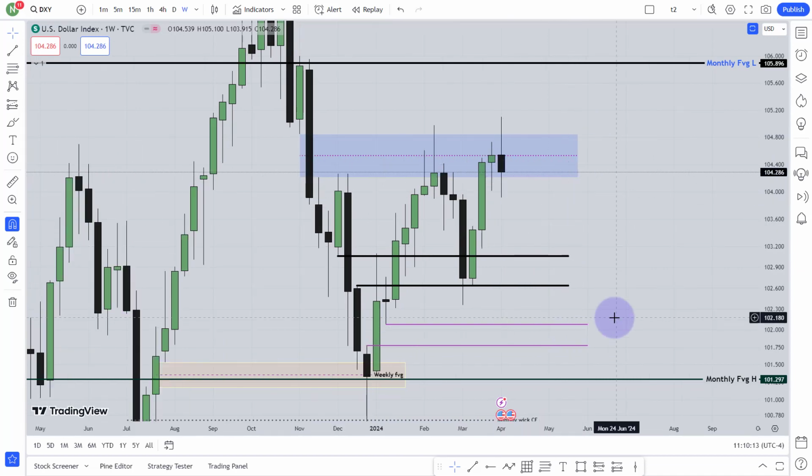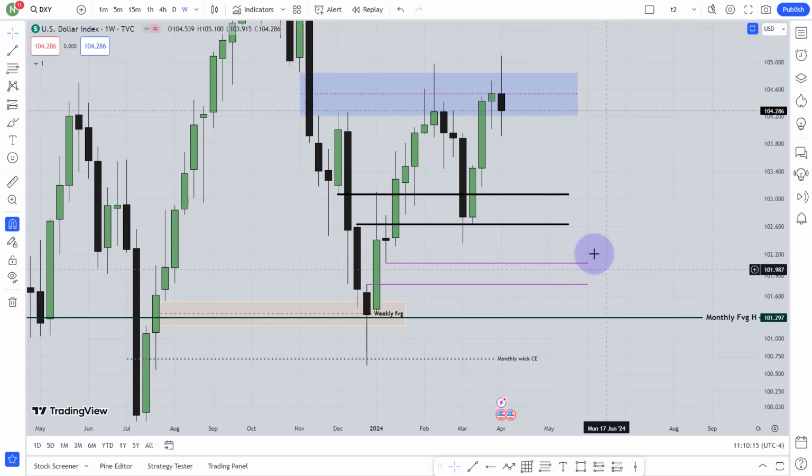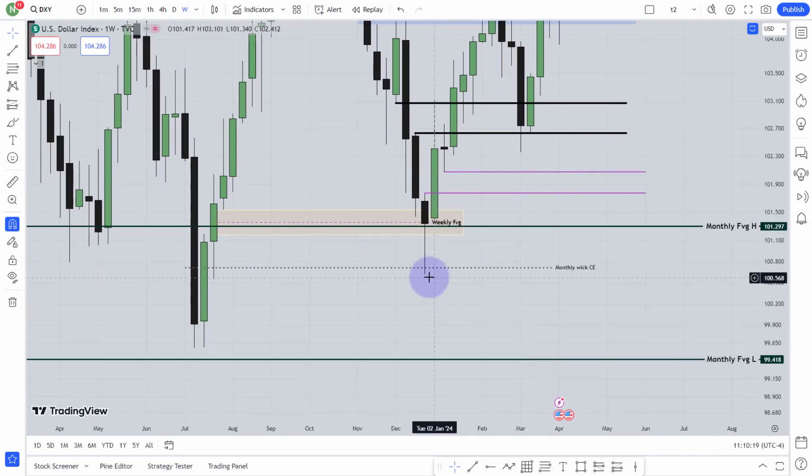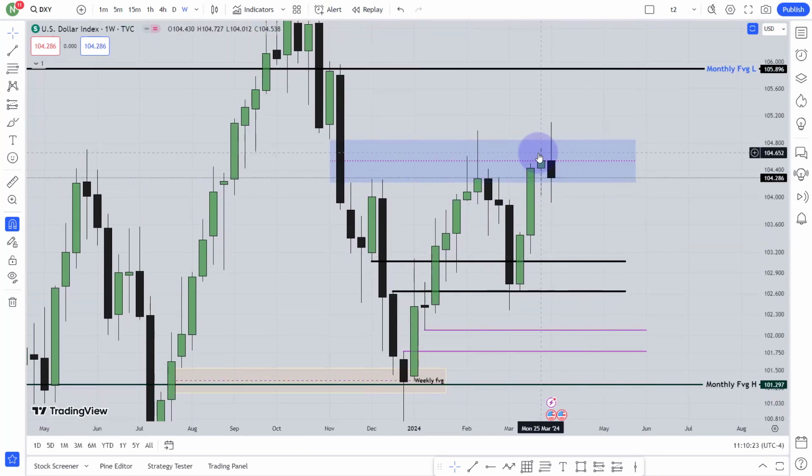How far it can go, that's a different matter. It can come here to that lowest fair value gap. Maybe it will go much lower. It will take that low. That's a different matter. But until price starts to work with the upper portion of this fair value gap, I'm still thinking that the market is going lower.